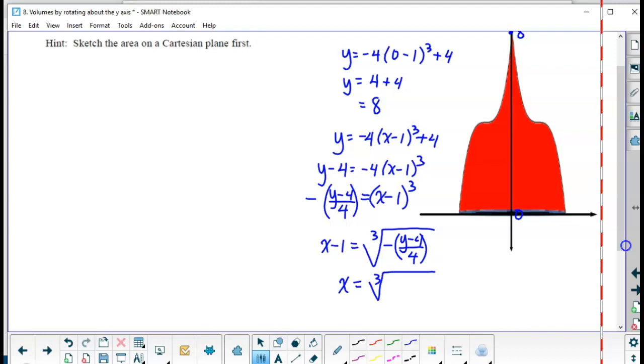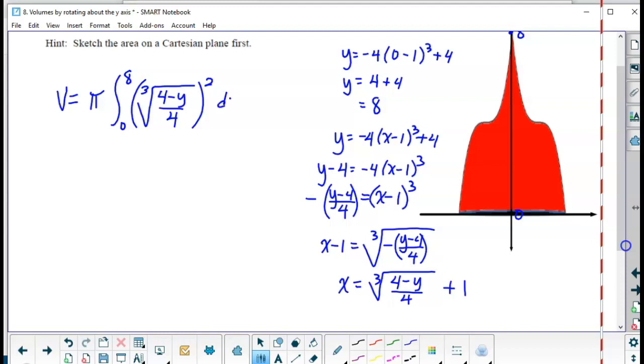Now, if you want to make this radicand a little simpler, you might incorporate the negative, so expand that out. So that would be 4 minus y over 4. Might be a little bit easier when you're integrating not to have as many brackets. So now our volume is, we're doing a bell. So volume will be pi, from 0 to 8 of the function in terms of y squared. So that's going to be the cubed root of 4 minus y over 4 squared dy.